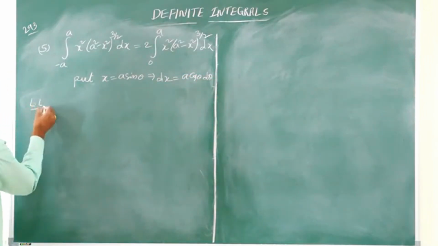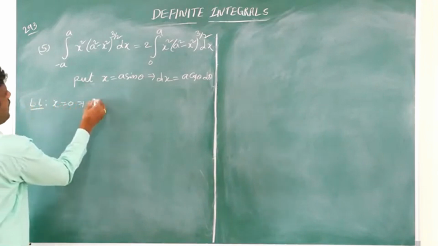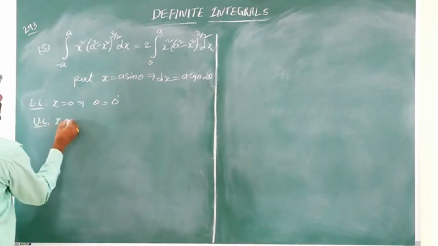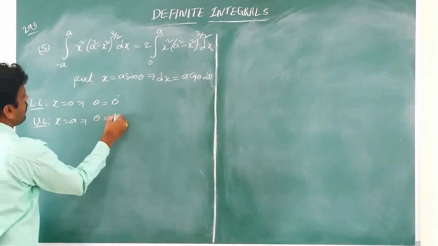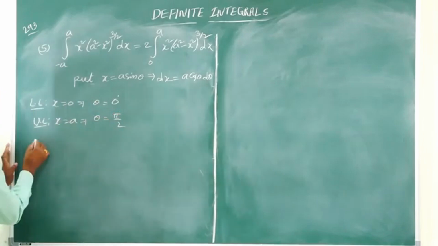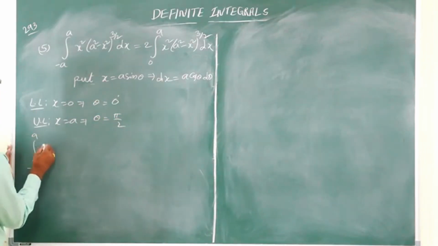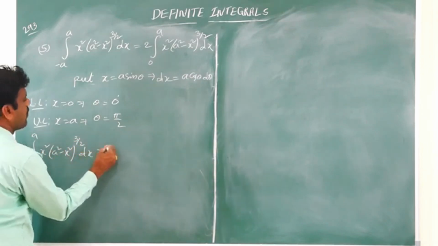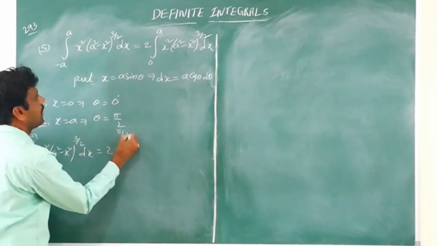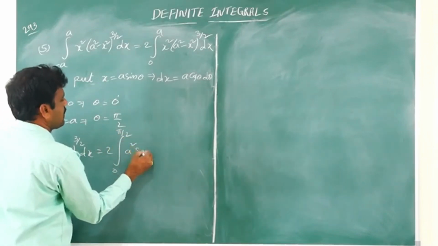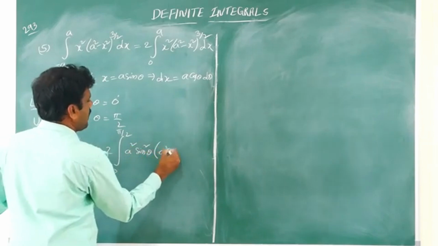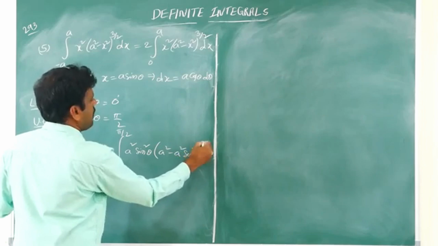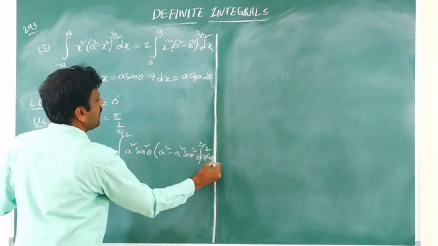Next, lower limit x equal to 0, that implies theta equal to sin inverse 0, that is 0. Upper limit x equal to a, that implies theta equal to sin inverse 1, that is pi by 2. Therefore, integral minus a to a x square (a square minus x square) power 3 by 2 dx equal to 2 into integral 0 to pi by 2 a square sin square theta (a square minus a square sin square theta) power 3 by 2 a cos theta d theta.